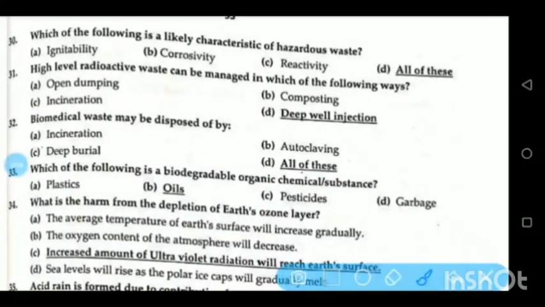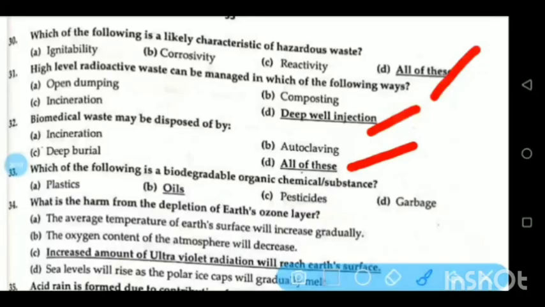Which of the following is a likely characteristic of hazardous waste? All of these: ignitability, corrosivity, reactivity. High-level radioactive waste can be managed in which of the following ways? Deep well injection. Biomedical waste may be disposed of by all of these.